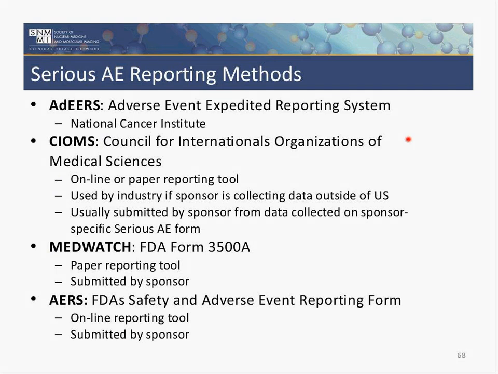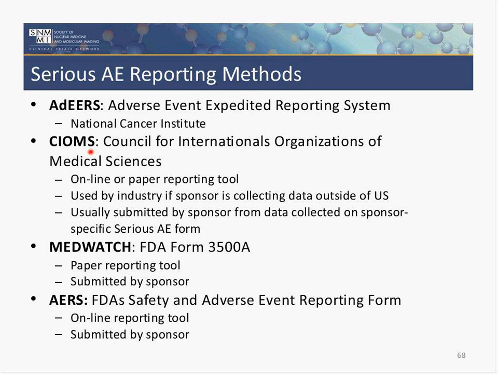There are a lot of methods used to report adverse events for people who are not working with the sponsor and are doing other trials. For example, if you're on a National Cancer Institute study, you use an adverse event reporting system called AdEERS, the Adverse Event Expedited Reporting System. National studies or multinational studies use this organization.